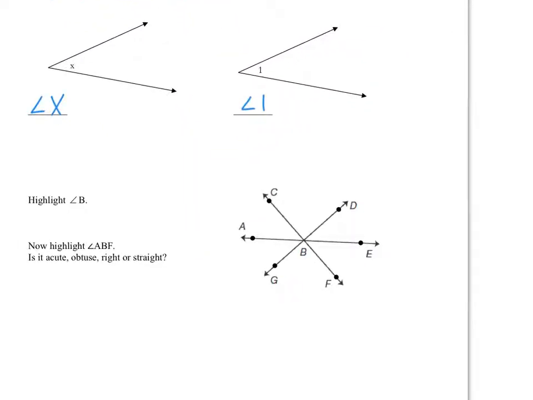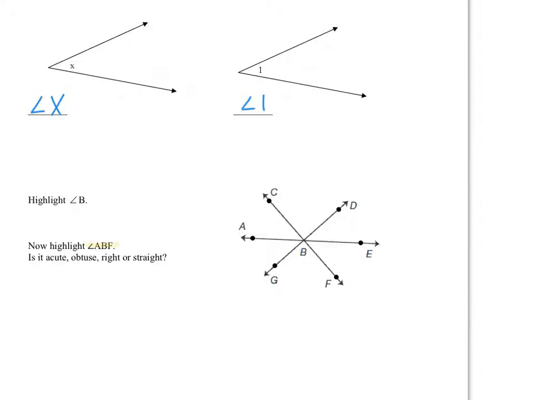Highlight angle B. Well, if I look at angle B, there's lots of angles that could be angle B. Could be this one, could be this one, could be this one. There's lots of them. So we don't really know which one it could be. So we can't name it as angle B.